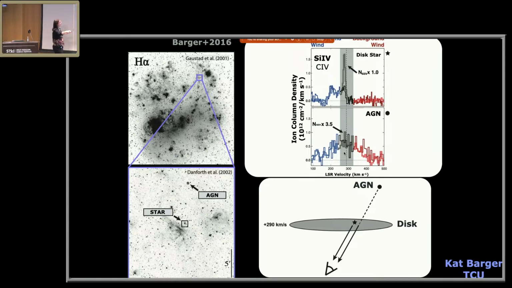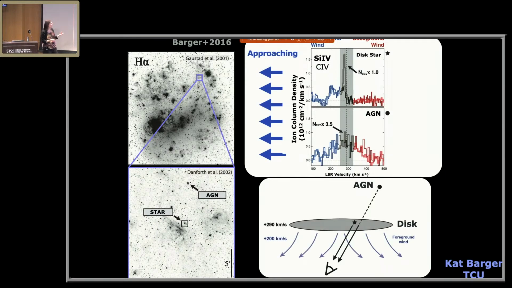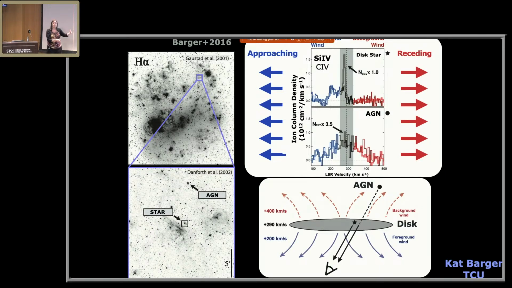And over here towards the AGN, we have material that's redshifted. So what that means is on the front side, where we're sensitive to both the star and towards the AGN, we have this blueshifted material corresponding to wind approaching us, receding out of the disk in our direction. And on the back side, the redshifted material has to lie on the back side, which means that it's outflowing, but on the back side of the disk.